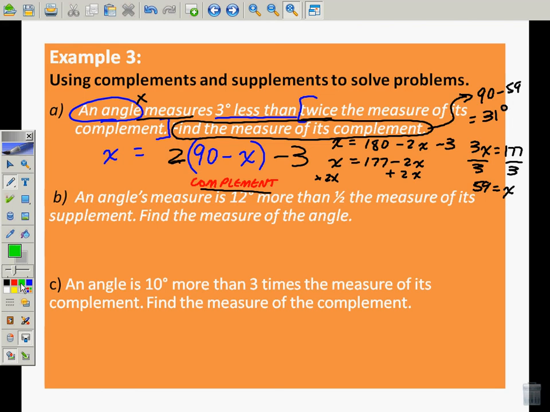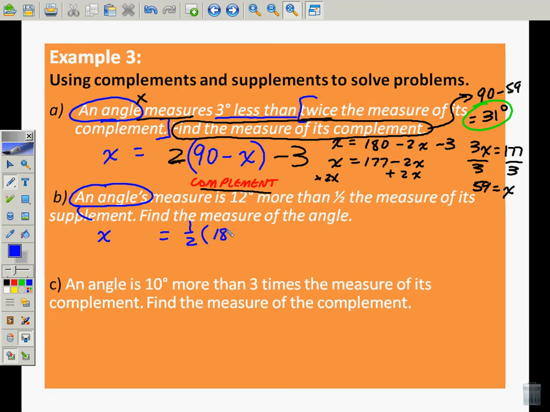Good stuff. Okay? If you think you can tackle the next one, go for it. I'm going to keep going on, explaining. An angle's measure. What angle? We don't know. We'll call it x. It's 12 more than what? Well, it's 12 more than half the measure of its supplement.